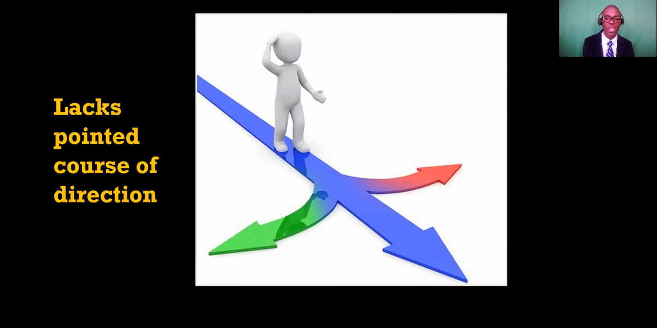And next time we'll talk about how we can implement shared leadership and put shared leadership into practice.